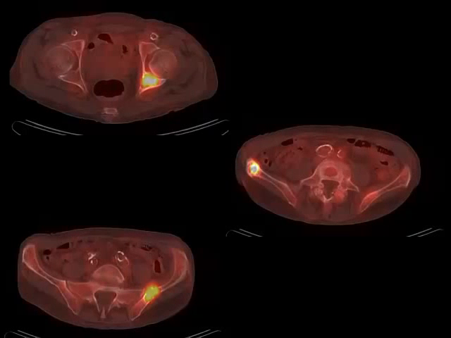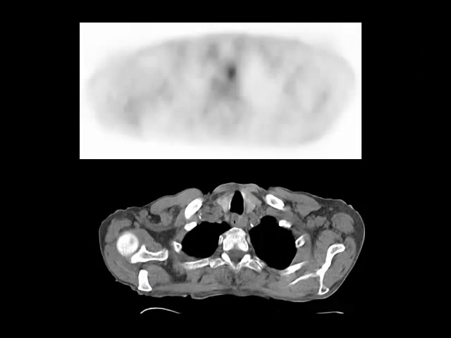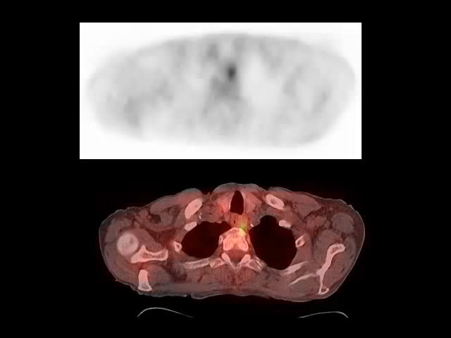Expansile, lucent, one in the posterior column of the acetabulum on the left-hand side, one in the iliac bone, one in the anterior iliac bone on the right-hand side, and a couple of other lesions. Now, there was another interesting finding in this patient, and that was up near the thoracic inlet. Saw a fairly subtle focus of activity sitting here. And on PET-CT, we can see that it localizes to this area right along the tracheoesophageal groove on the left-hand side.